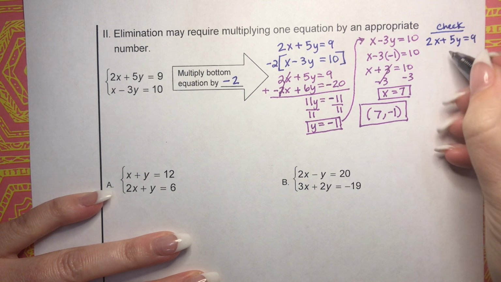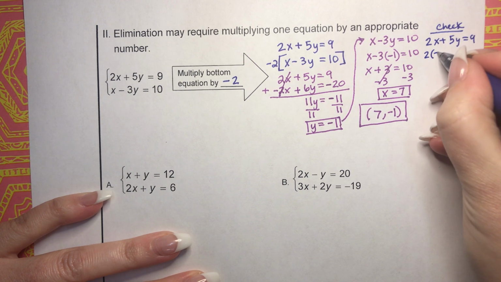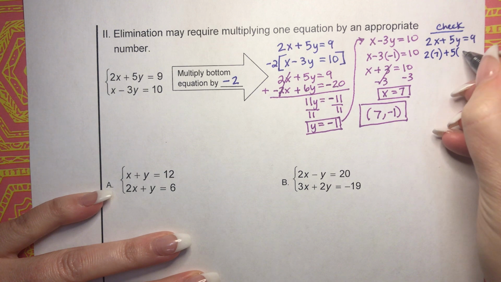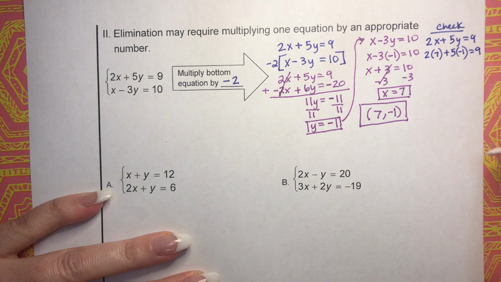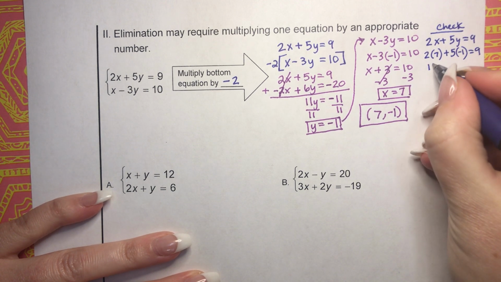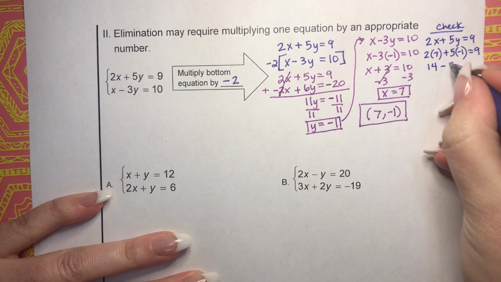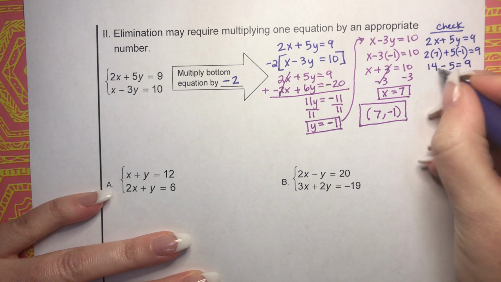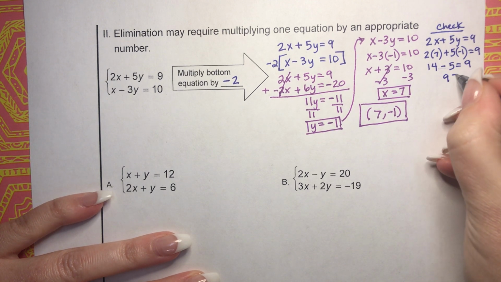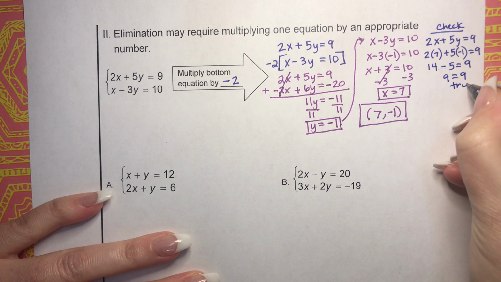Substitute both of those values in. We get 2 times 7 plus 5 times negative 1 equals 9. 2 times 7 is 14. 5 times negative 1 is negative 5, equals 9. 14 minus 5 is 9. Awesome, we have a true statement.